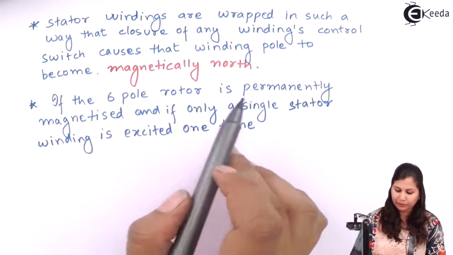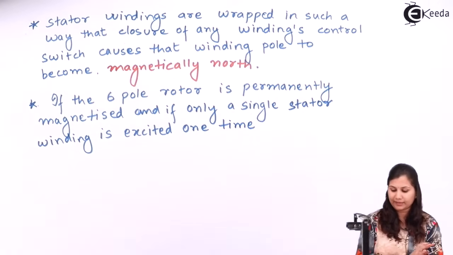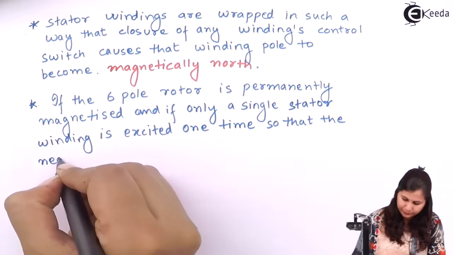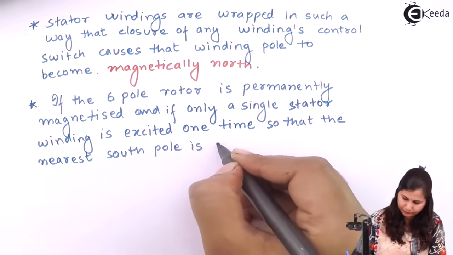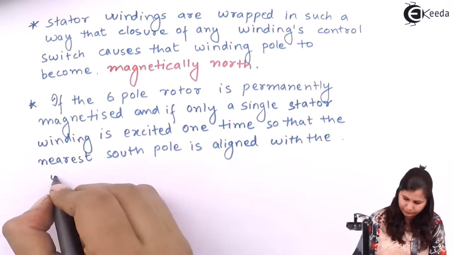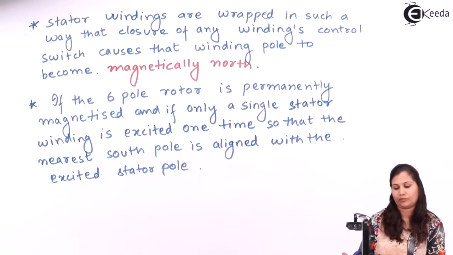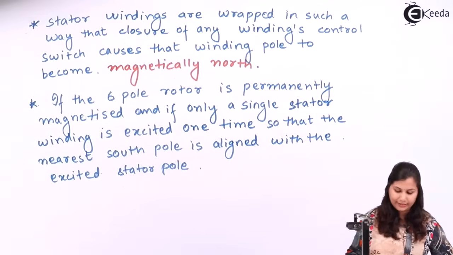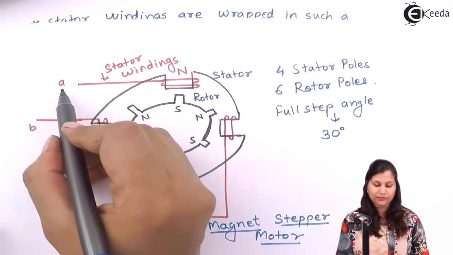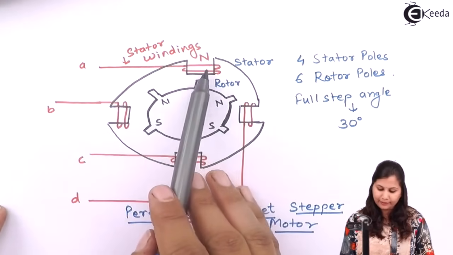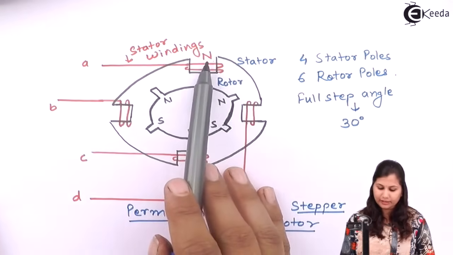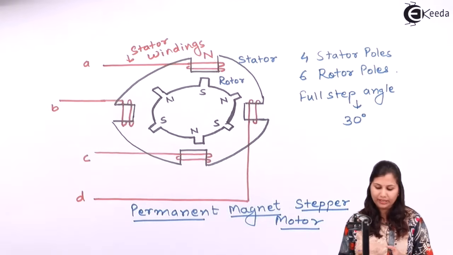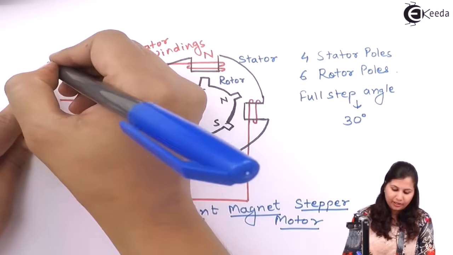So if this 6-pole rotor is permanently magnetized and only a single stator winding, as I have said earlier, is excited at one time, then the nearest south pole of the rotor will align with the excited stator pole. Let's see the diagram. In the diagram, suppose we have excited the A stator winding, and this stator pole has become magnetically north, and this north pole will attract the nearest south pole so that they will be aligned in a single line.